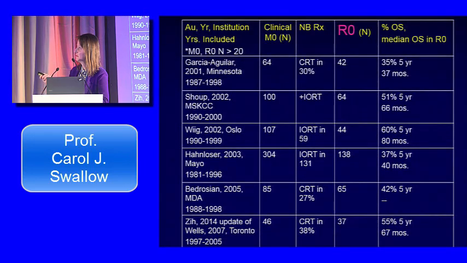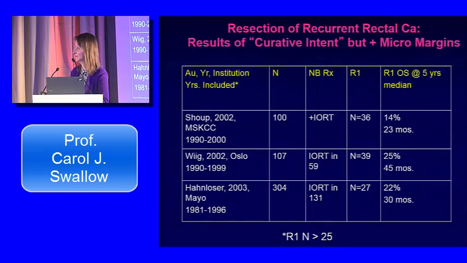So R0 resection, this shows you the number in each of these series and gives you an idea of the five-year overall survival after an R0 resection. So those are pretty respectable five-year survival rates, not the desperate situation that many outside of surgical oncology still think is associated with this type of recurrence pattern.